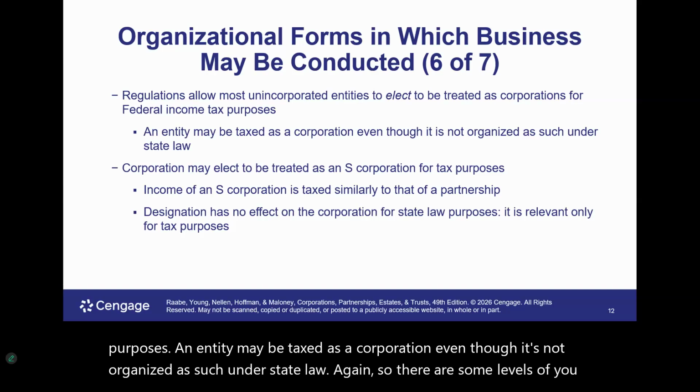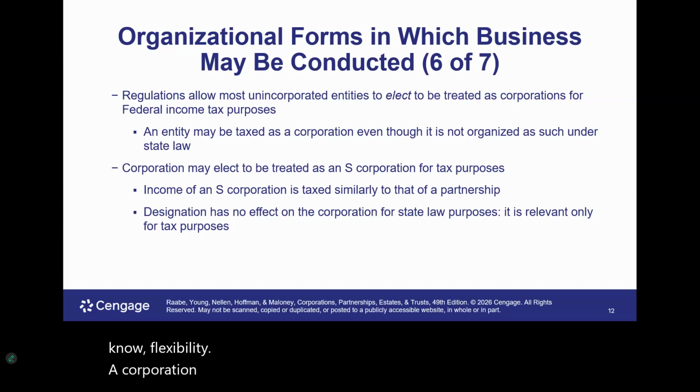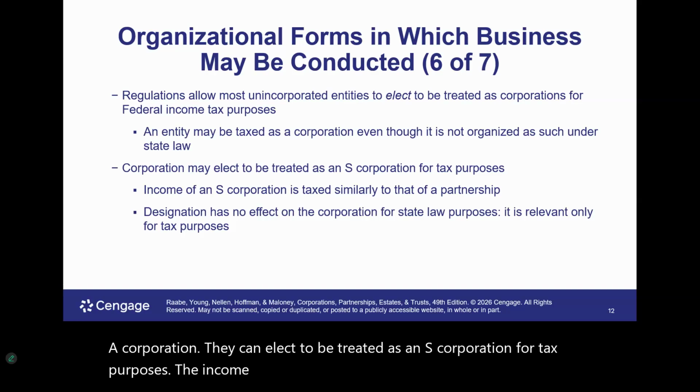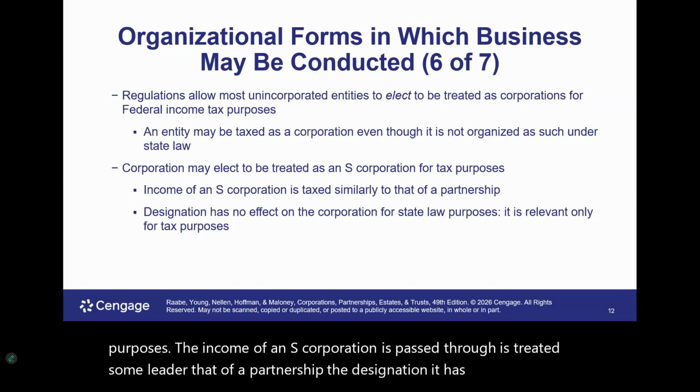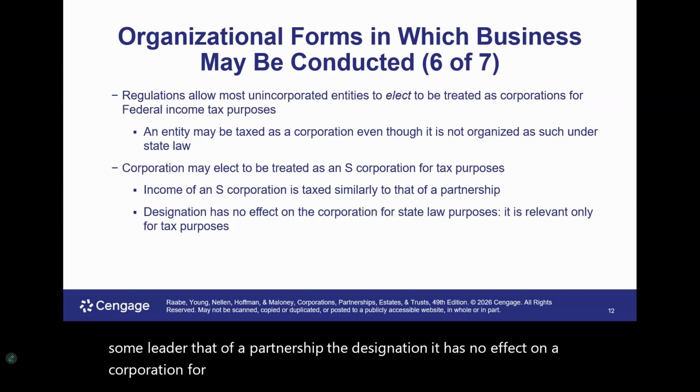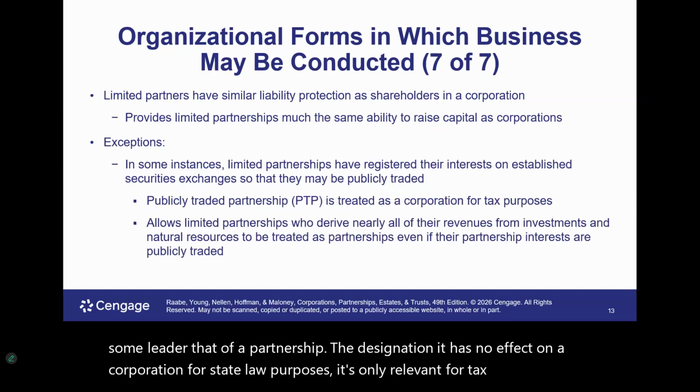A corporation can elect to be treated as an S corporation for tax purposes. The income of an S corporation is passed through and is treated similarly to that of a partnership. The designation has no effect on a corporation for state law purposes. It's only relevant for tax purposes. So you want to keep that in mind.